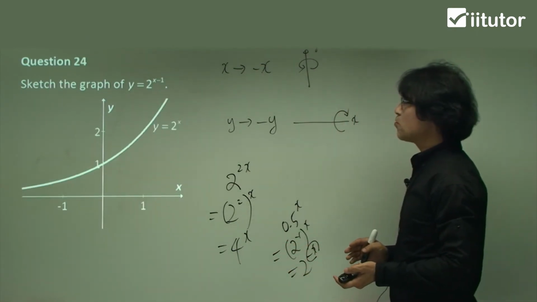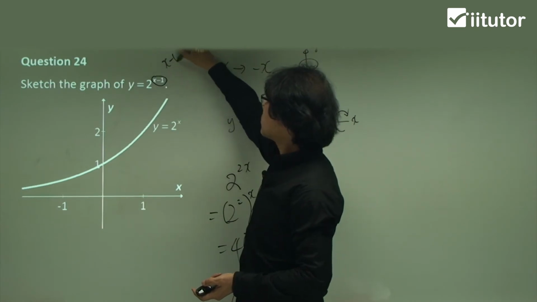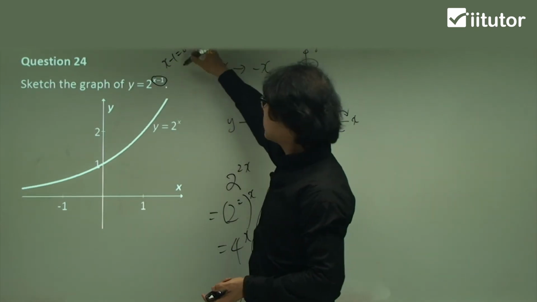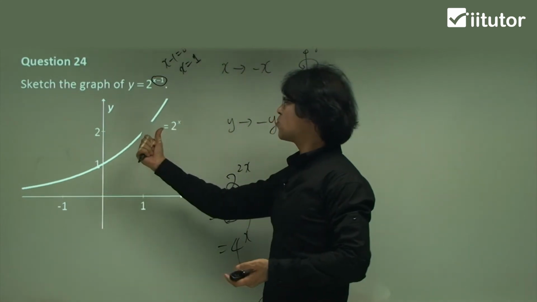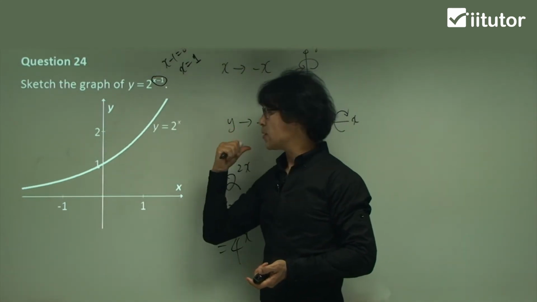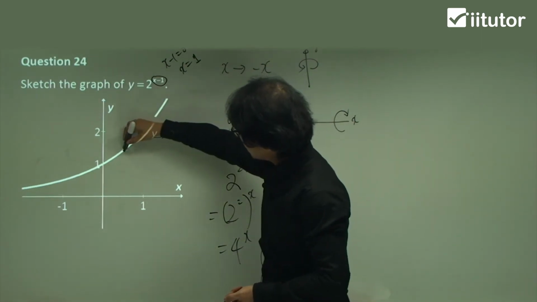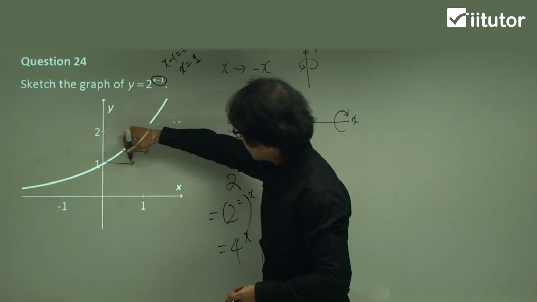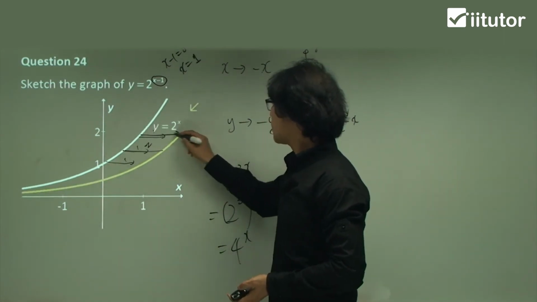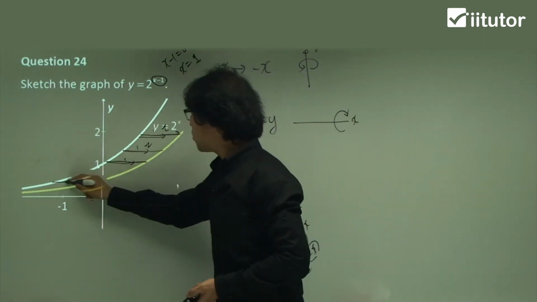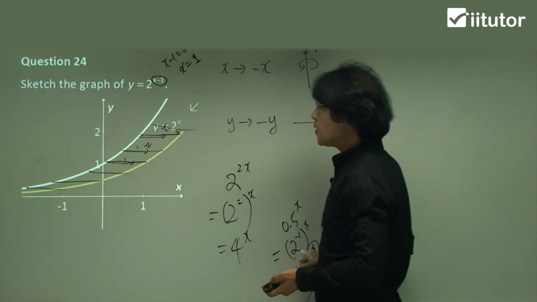24, this is a transformation. x minus 1 equals 0, then x equals 1. So it is translated to the right-hand side by 1. Any point here is moving 1. Like this one, this distance is moving 1. Every time the distance is always 1, constantly 1. So that's 24.